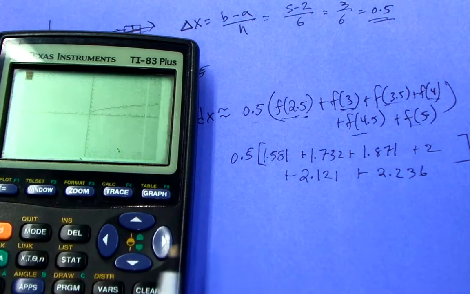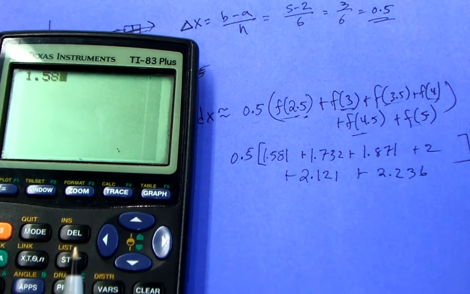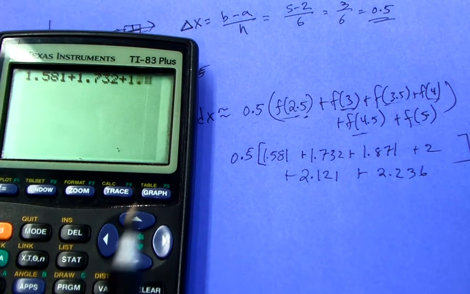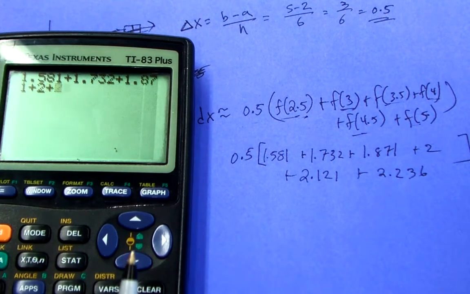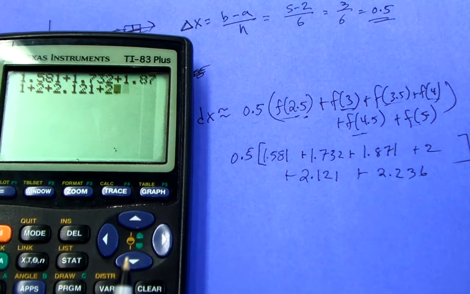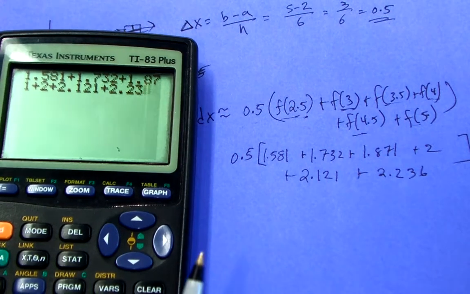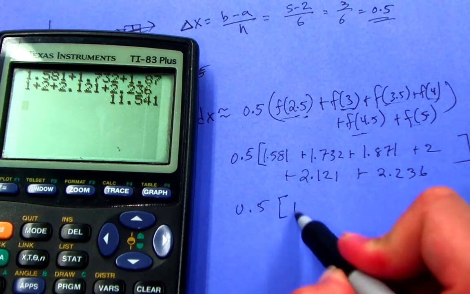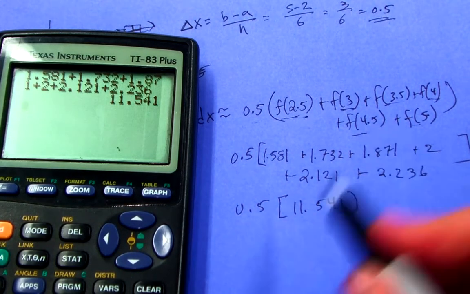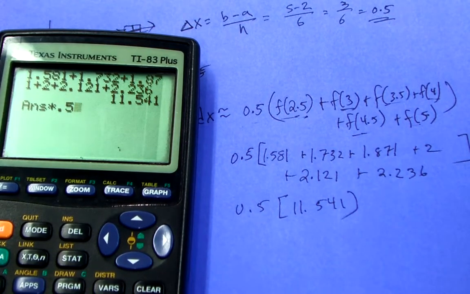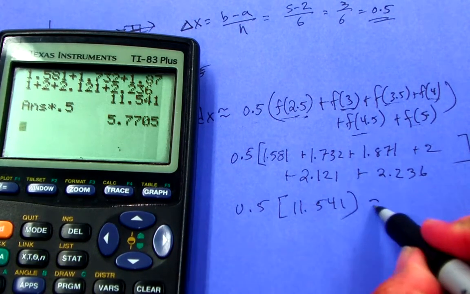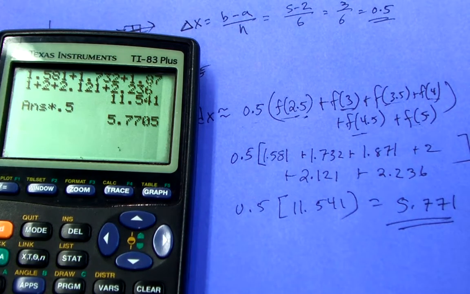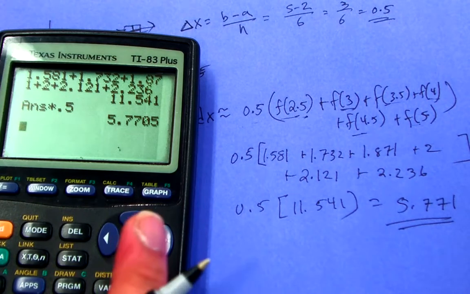So going back to my home screen: 1.581 plus 1.732 plus 1.871 plus 2 plus 2.121 plus 2.236. That's the sum of my heights, 11.541, and 0.5 base times that will give me 5.771. So there, without too much of a sweat, is my approximation for this value.